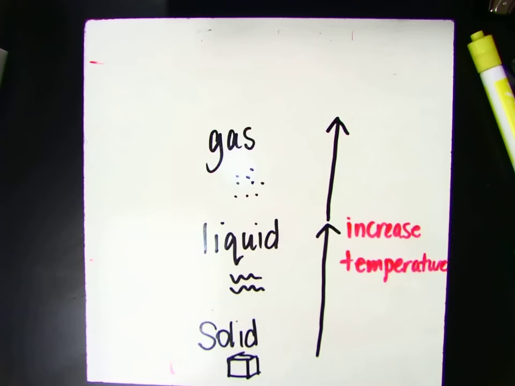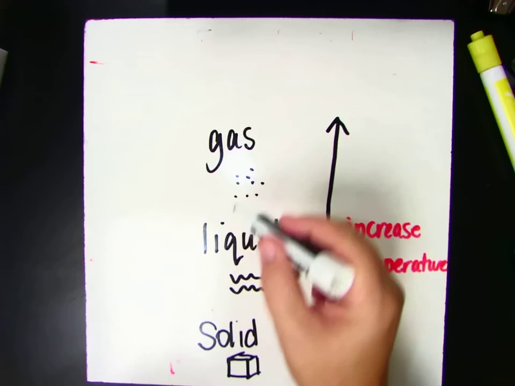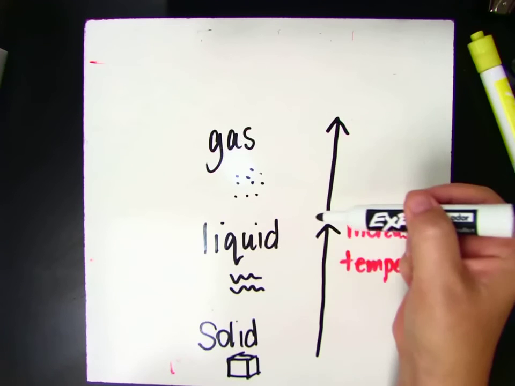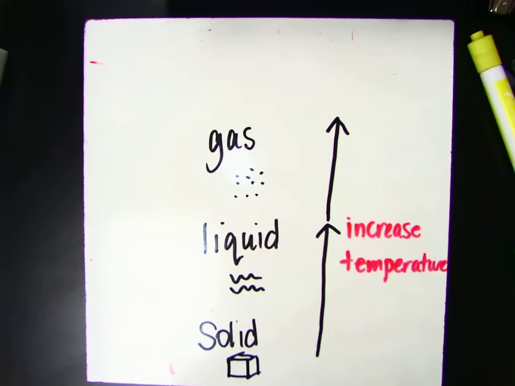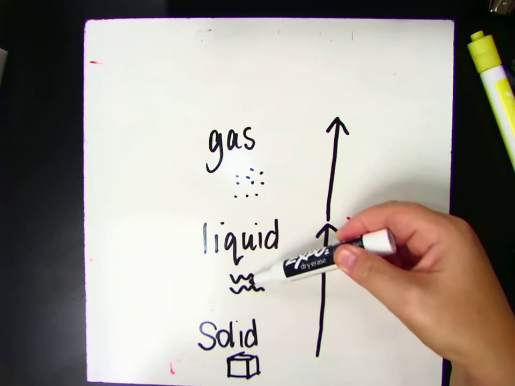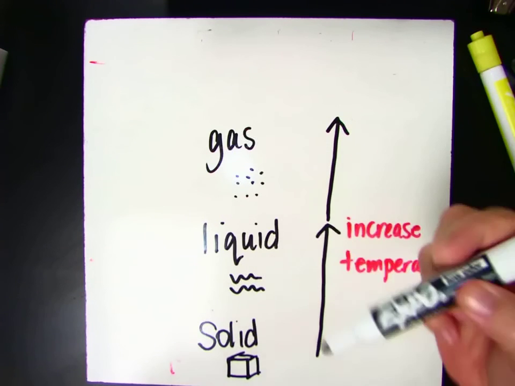Now, let's say we want to go back from a gas to a liquid. Well, in order to go from a gas to a liquid, we have to cool down the gas. And that's similar to our weather unit, where we learned that as water vapor cools, it condenses. And that's what we're doing. We're changing the state from a vapor back to a liquid. So we're actually condensing the gas into liquid form.